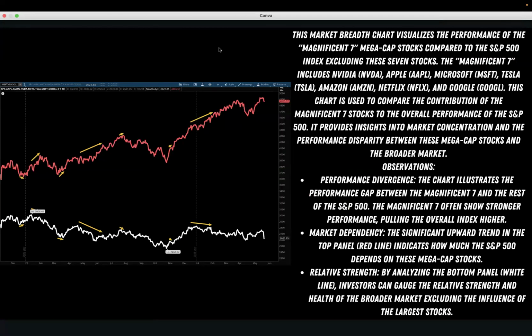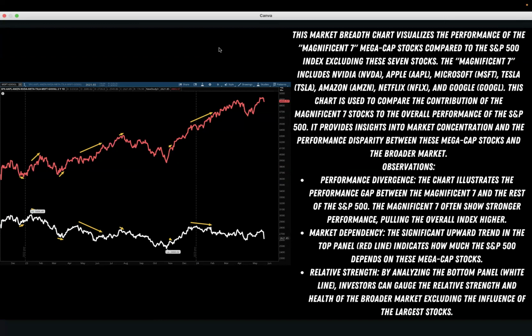Now, this chart is used to compare the contribution of those 7 stocks to the overall performance of the S&P 500, and it provides insights into market concentration and the performance disparity between these mega cap stocks and the broader market. Now, you can look at the performance divergence, right? Illustrating the performance gap between the Mag 7 and the rest of the S&P 500. The Mag 7 often shows stronger performance, pulling the overall index higher.